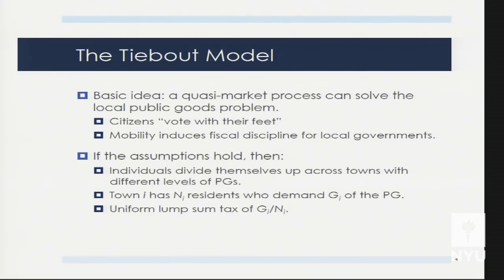Okay, so let's talk about a quasi-market approach to optimal public good provision. What we're going to discuss is the Tiebout model, named for Charles Tiebout. The Tiebout model is a simplistic, stylized model in which quasi-market forces can provide the optimal level of public goods for different communities.